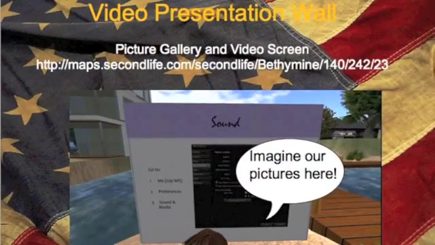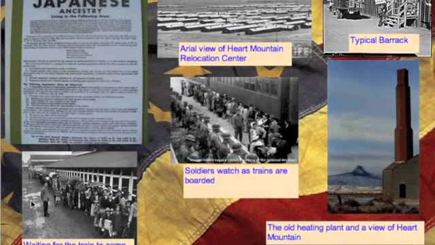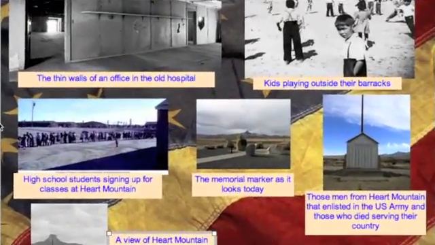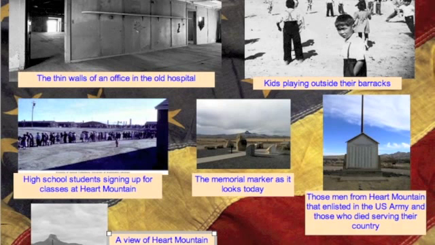This is our video presentation wall. It can be continuously updated with new photographs to be shared with your class. The photographs seen here are from Heart Mountain, Wyoming, where Mr. and Mrs. Mori lived for almost 3 years against their will at a Japanese relocation center. These photographs give you an idea as to what life was like inside and outside of the relocation centers.